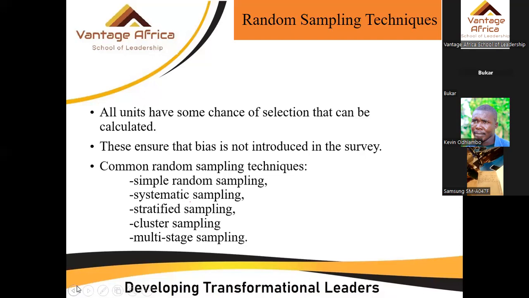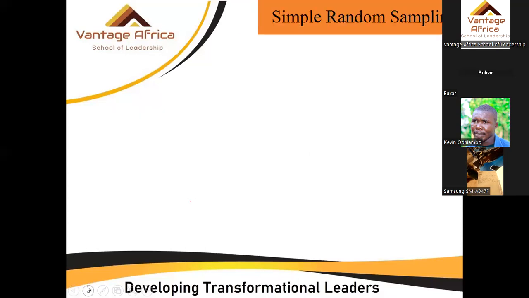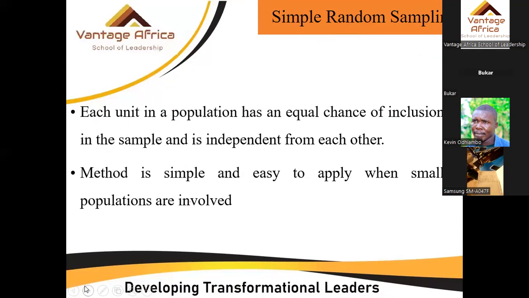Now, simple random. What do you mean by simple random? Each unit in a population has an equal chance of inclusion in the sample and is independent of each other. That means the inclusion of one person in the sample does not exclude the other person from being included. Okay? The method is simple and easy to apply even when small populations are involved, and it can be cumbersome for large populations. So sometimes we avoid using simple random sampling when we have very large populations. But when it's a small one, we can use it.